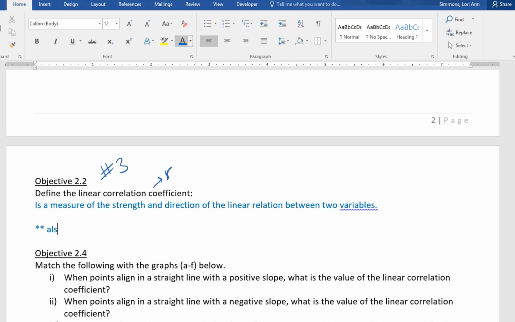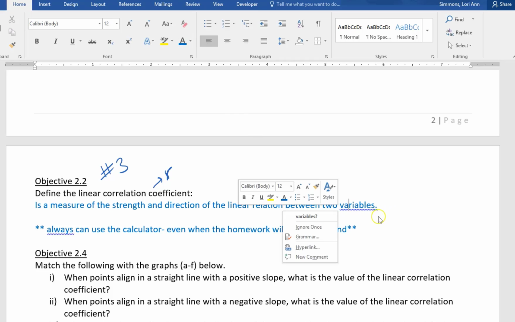As a side note, you can always use the calculator even when the homework will say do by hand. I'm fine with you doing it all on your calculator.